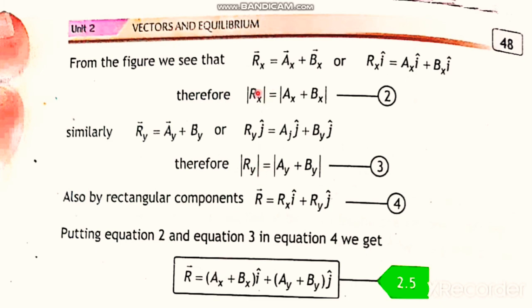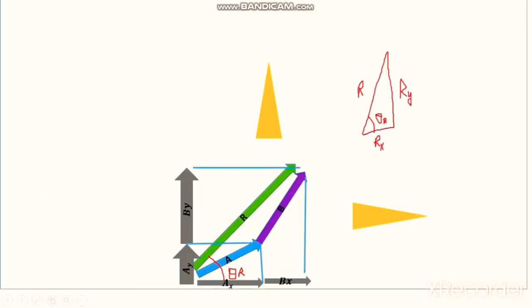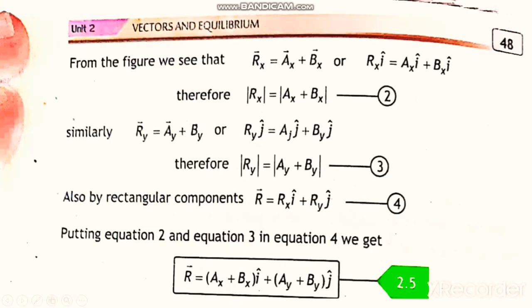So you can see the resultant x component will be the sum of AX and BX like this. AX plus BX will be equal to RX. Along x-axis, the unit vector is i, so RX i unit vector will be equal to AX i plus BX i, or RX magnitude will be equal to AX plus BX magnitude. Similarly, RY will be equal to AY plus BY, or along y-axis the unit vector is j, so RY j unit vector will be equal to AY j unit vector plus BY j unit vector, or RY magnitude is equal to AY plus BY magnitude. This is equation number 3.